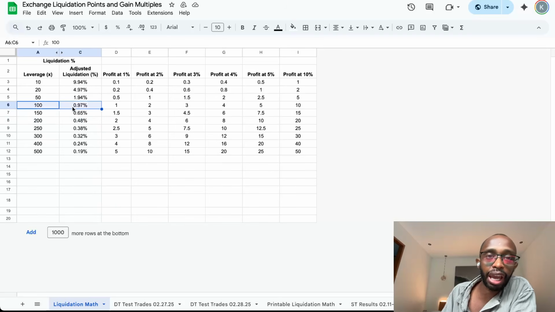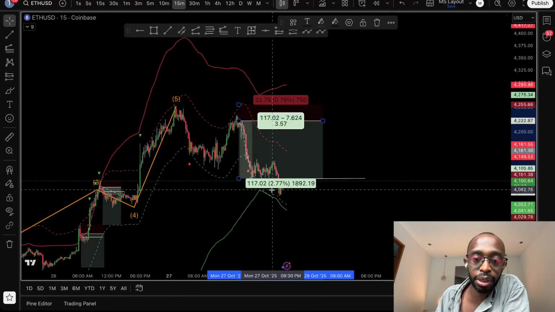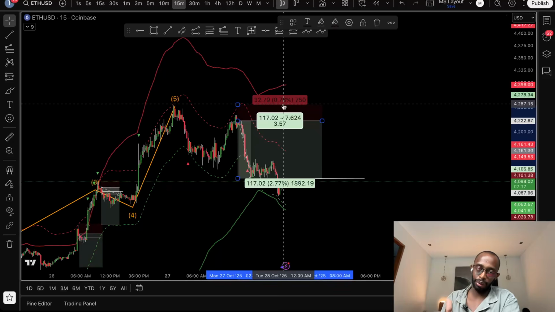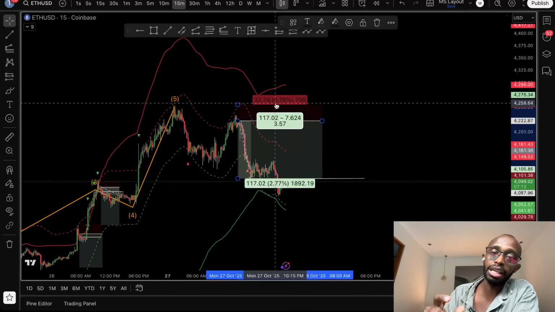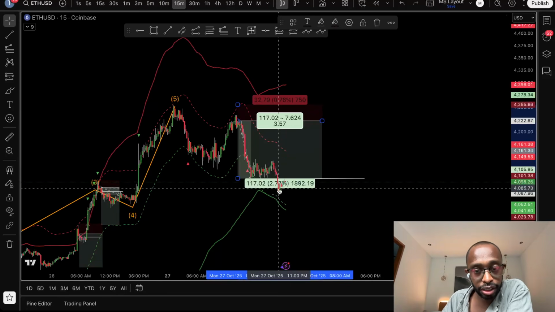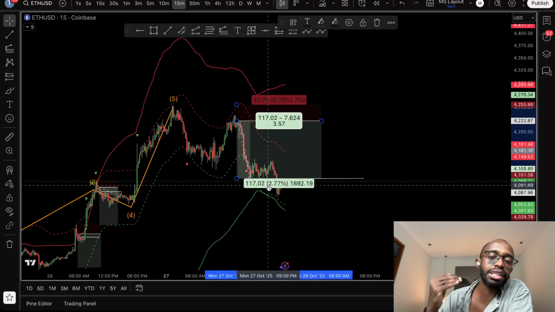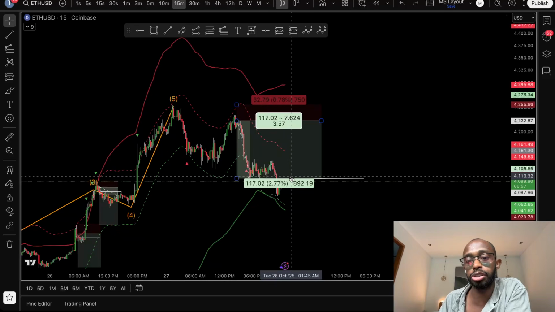So maybe just 100x. And even at 100x, let's do the math quick, right? At 100x, this would have been a $277 win with only risking $78. How I did that? It's 0.78. So at 0.78 of $100, it's 78 bucks, right? And then here, how I did it, 100 times 2.77 is what gives me the $277 profit.